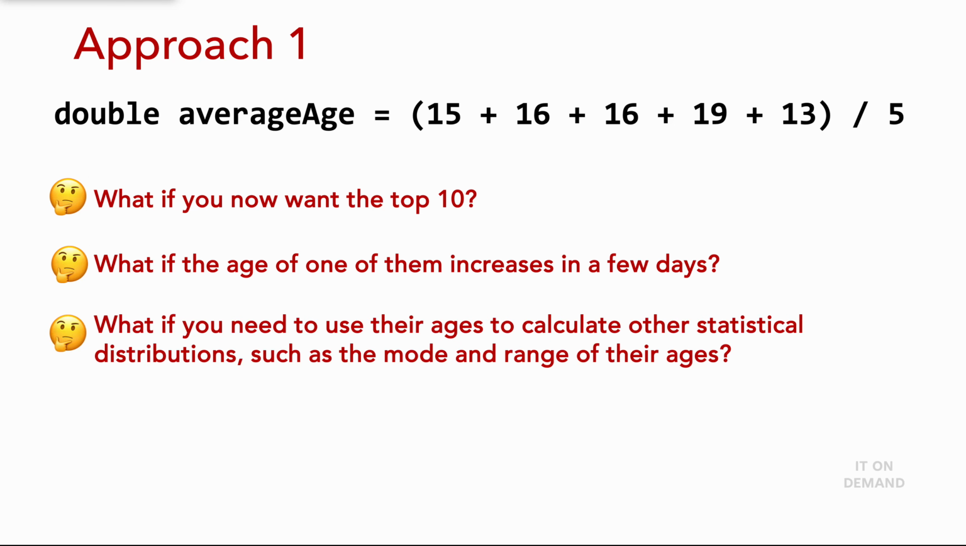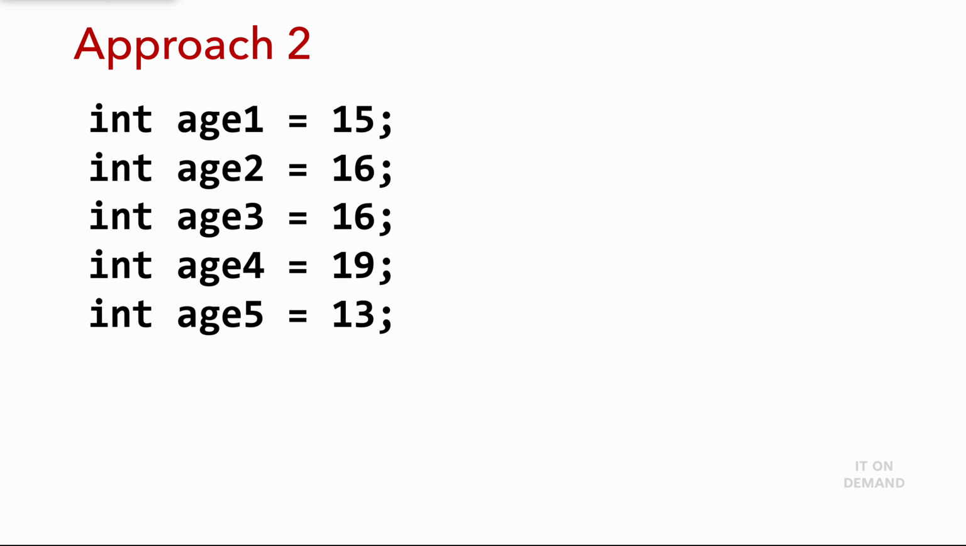But then what if you need to use their ages to calculate other statistical distributions? So you need to use these ages to calculate something like the mode or the range of their ages. You don't want to start hard coding in every place, right? And so what is it? You might say, oh yes, we can come and say int age1 equal to 15, int age2. Now I have a variable. Now I can refer to these variables from anywhere in my code.